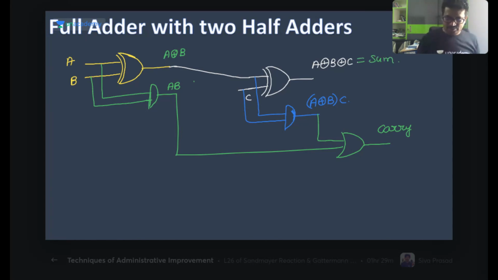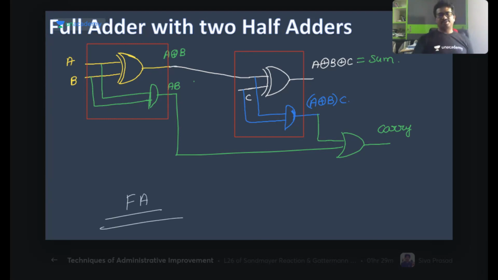Now you can see here, this is one half adder and this is another half adder. By joining these two, the whole thing is a full adder. Now this is the implementation of a full adder by using two half adders. Like that we can implement it.